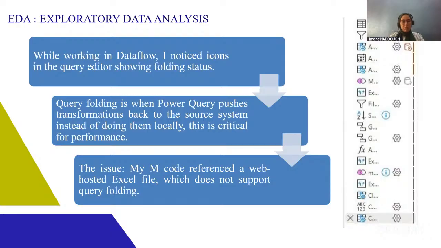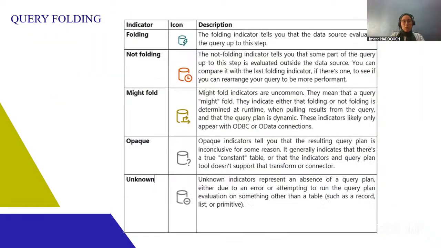So what is query folding in my data flow? It is when Power Query pushes my transformation back to the source system instead of doing them locally. That was my objective, to optimize the resources and the performance. But my M code was referencing a web-hosted Excel file, which does not support query folding. So let's look into the detailed query folding steps.